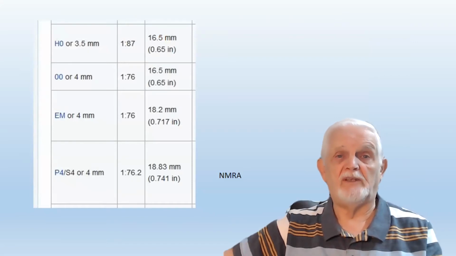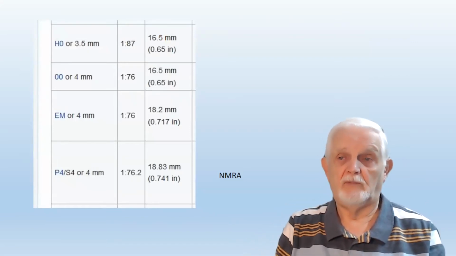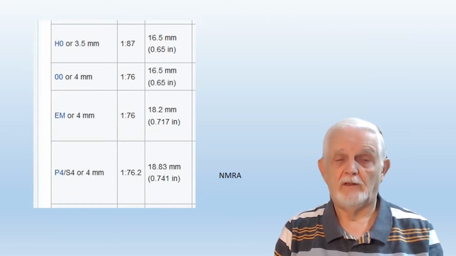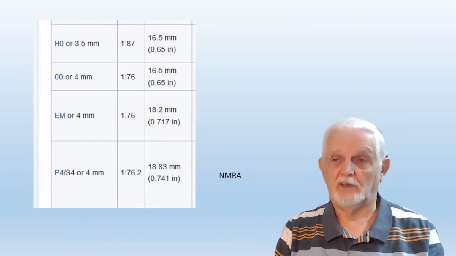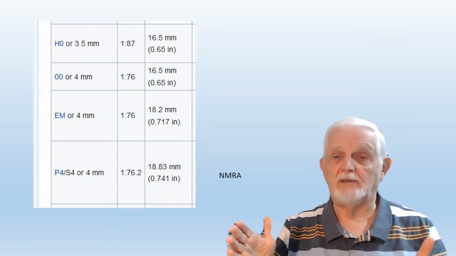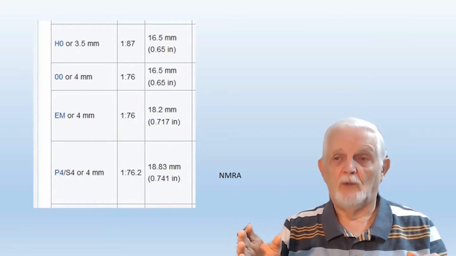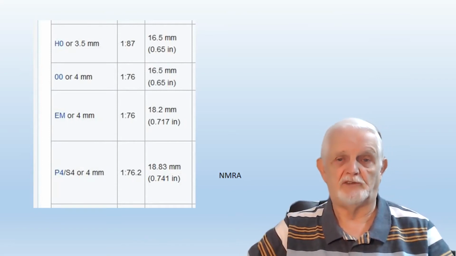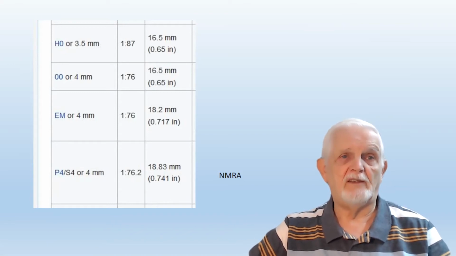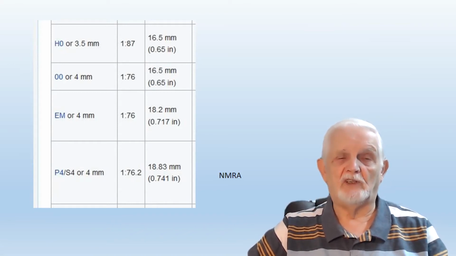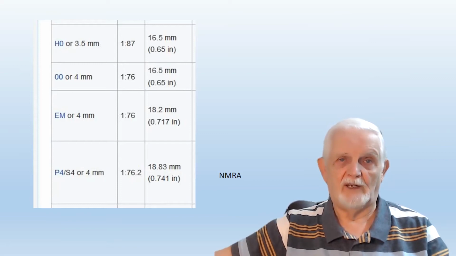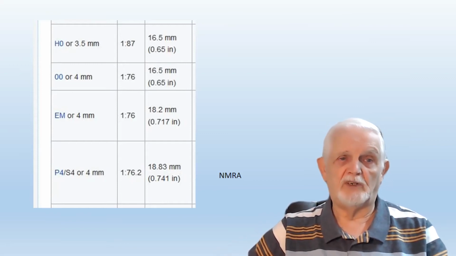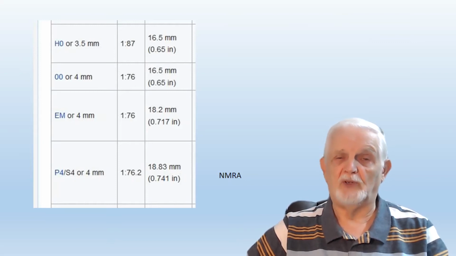We have to scale it depending on what gauge we're using. Because we know the distance and the time, what we don't know is what scale we're working on, to calculate that back up to the actual scale speed rather than the actual speed you've measured. And you can see there we have 00 at 1/76, although interestingly, the P4 boys, S4 boys, I've got 176.2.